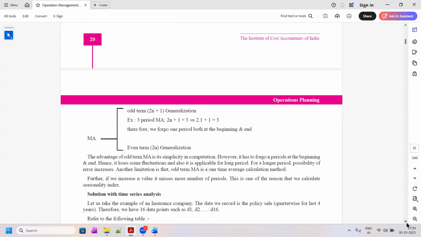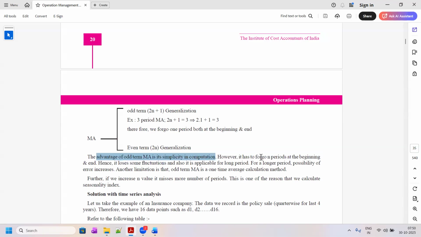So basically, if you are using the moving average method, it takes the average of a few time periods of data, maybe 3 months, 6 months or 1 year. The objective is to somehow figure out some kind of trend in the data. So we are using some mechanism to do the averaging of the data. The advantage of the moving average is the simplicity in computation.